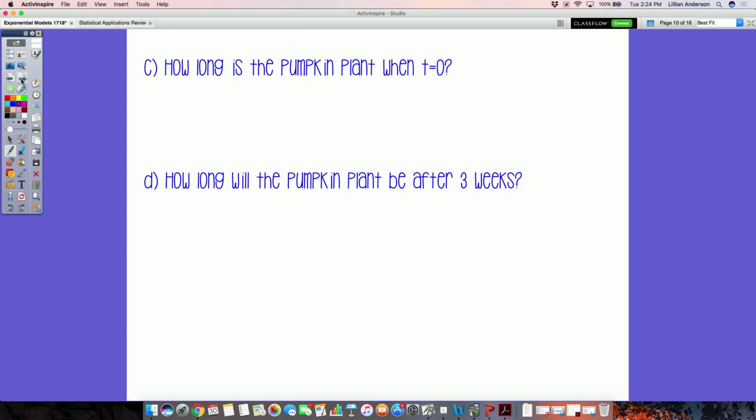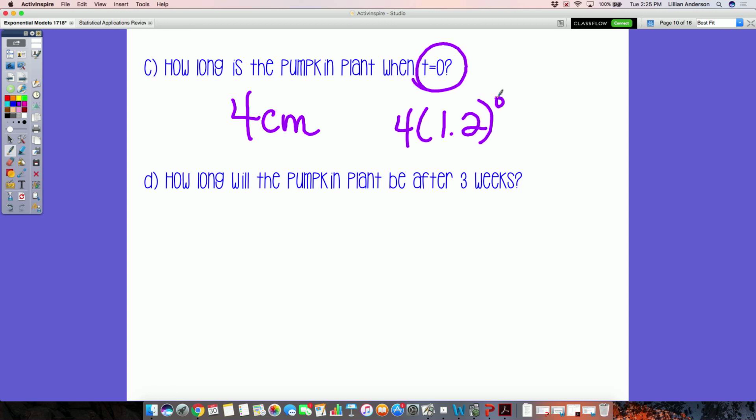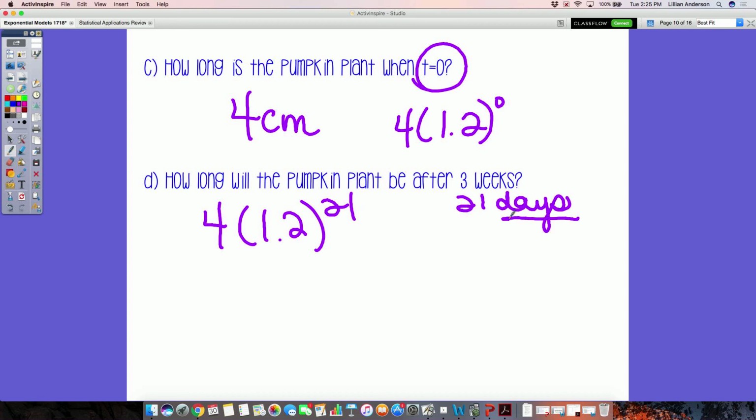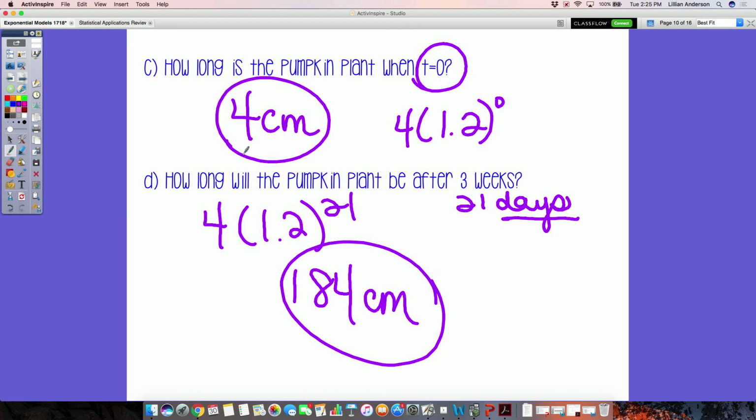How long is the pumpkin plant when t equals 0? It was 4 centimeters. And again, we can get that by just plugging in 0 for t. And how long will the pumpkin plant be after 3 weeks? How do we figure that out? You plug in 21 for t. And why 21 and not 3? 3 weeks is 21 days, and t was in terms of days. So we plug that in, figure that out, and how long will the pumpkin plant be? And don't forget your units. And there we go.